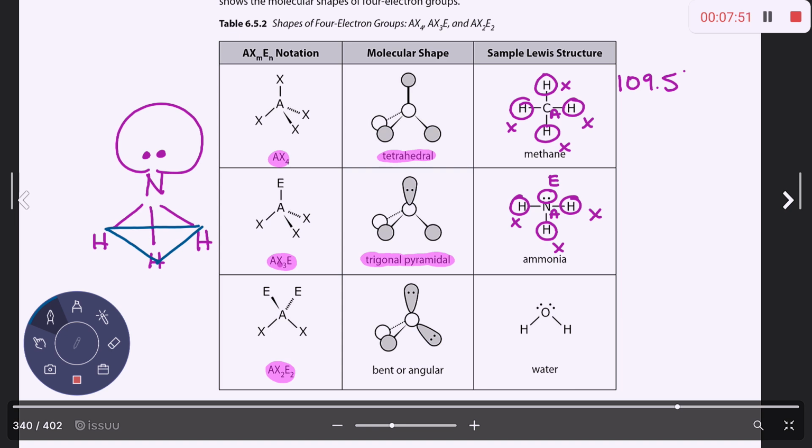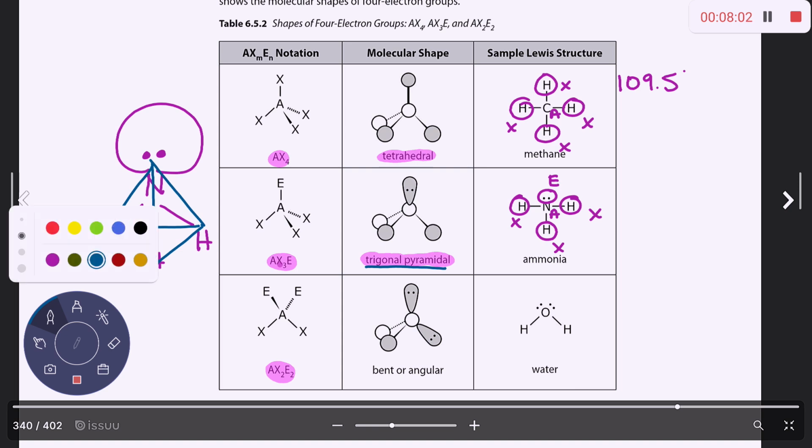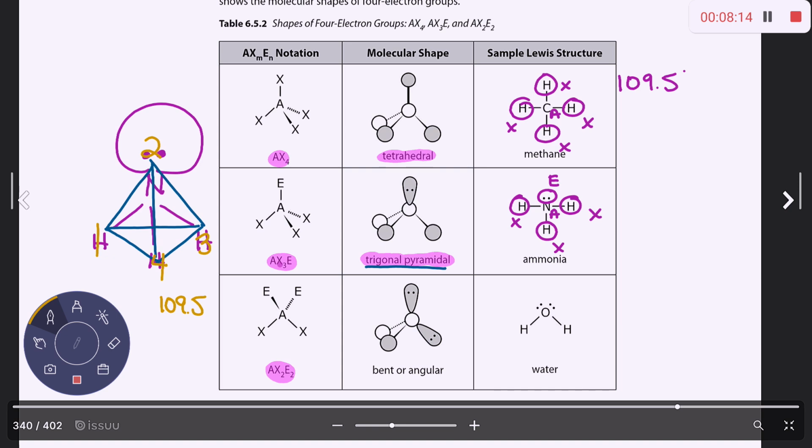It pushes away the bonded hydrogens, and when it does that, it creates this triangular base between the hydrogens. I'll never ask you to draw this. I'm just sort of explaining where the shape came from. And then you have the top of the pyramid here. That's where they get this trigonal pyramidal shape from. And then in terms of the bond angle, since you have 1, 2, 3, 4 things on the central atom, you would expect the bond angle to be 109.5. But since there's a lone pair of electrons, you would have to put a less than in front of it.